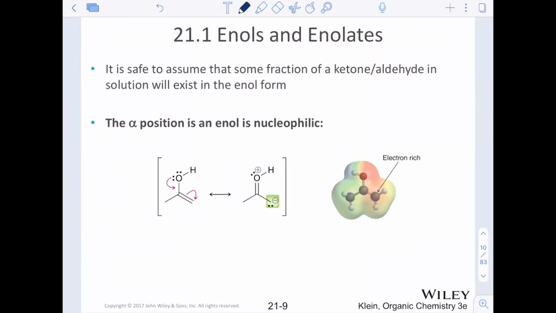All right, it is safe to assume that some fraction of ketone and aldehyde in a solution will exist as the enol form at that alpha position. And that alpha position is nucleophilic, right? So when we're looking at this resonance here, we can imagine the resonance hybrid looking similar to this. Oxygen would get the delta plus and the carbon would get the delta minus. This is the resonance hybrid for an enol in resonance.